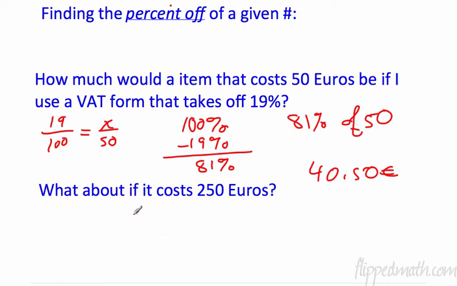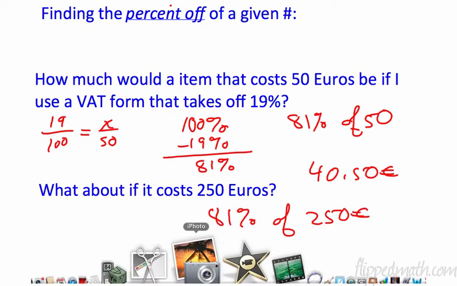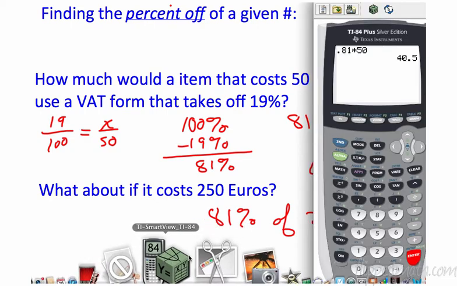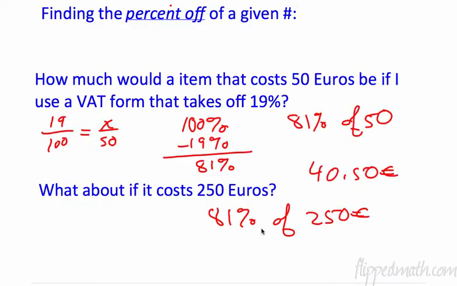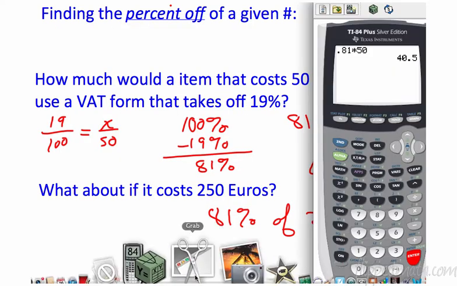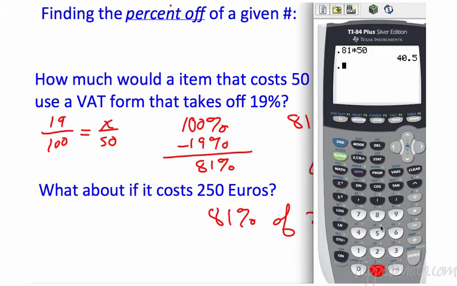How about if it costs 250 euros? It's the same thing. If you're taking 19% off, you want 81% of 250 euros. So, again, calculator! All right, here's the calculator. Come back here. So we want 0.81 times 250. How easy is that? That is as easy as it comes. So you get 202 euros and 50 cents is the way that would work out.